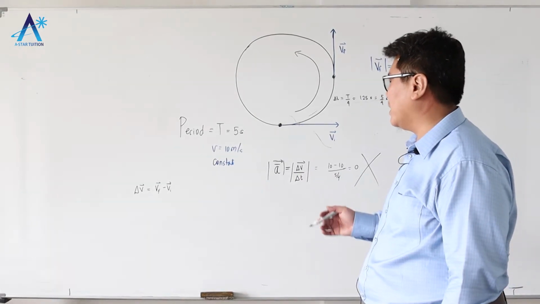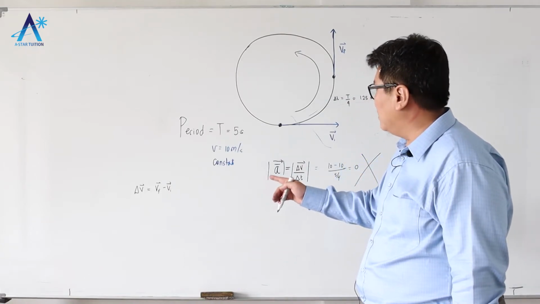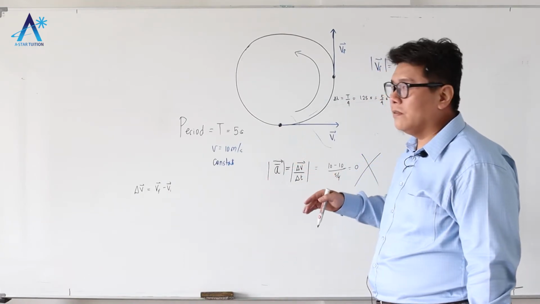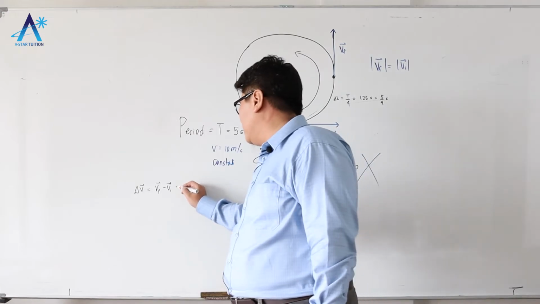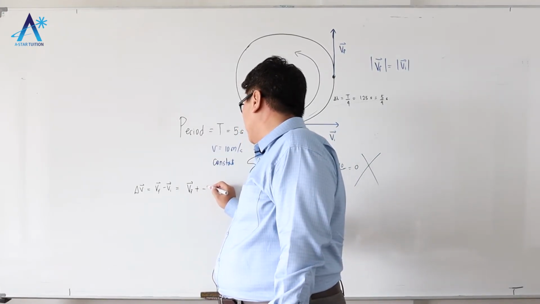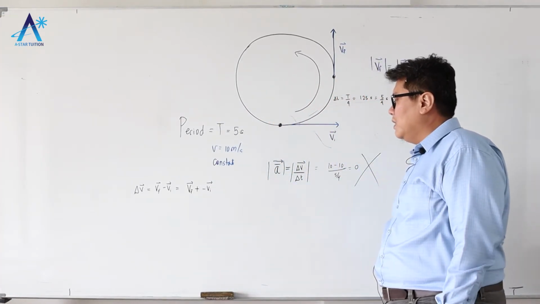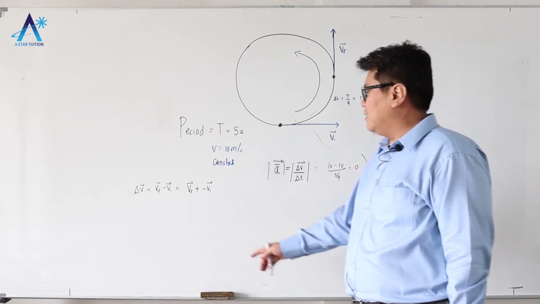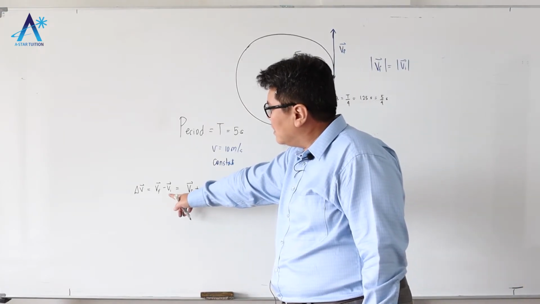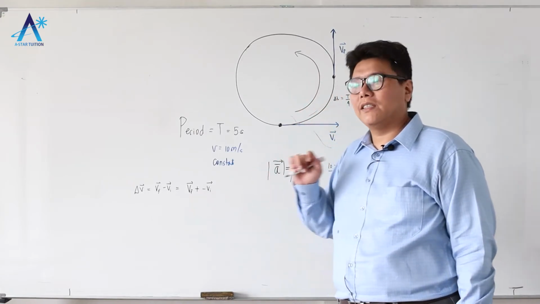What is v initial? You subtract. So now, in order to do this, you can add vector vf with the negative of vector vi. As we discussed before, you can always interpret subtraction of a vector as addition of the negative of the second vector.